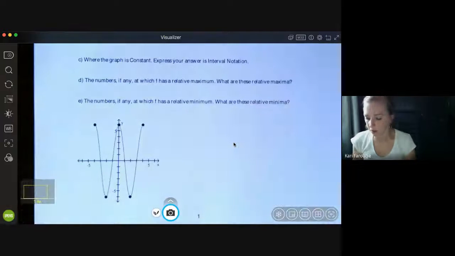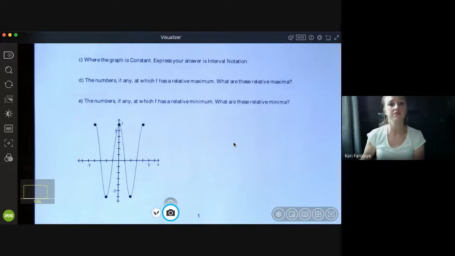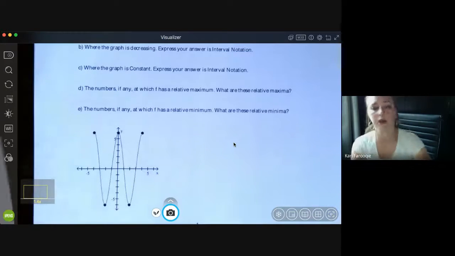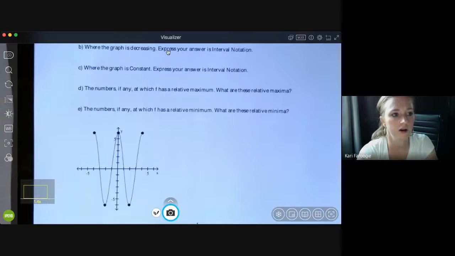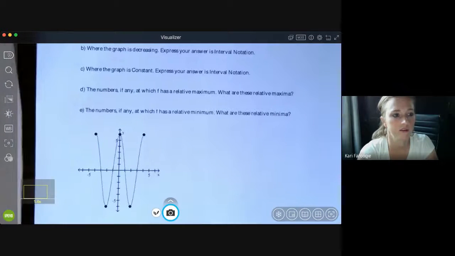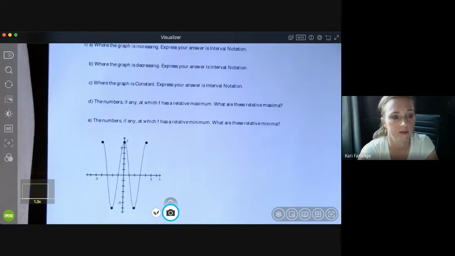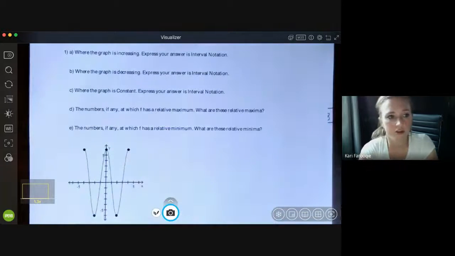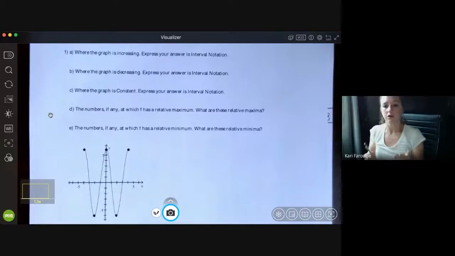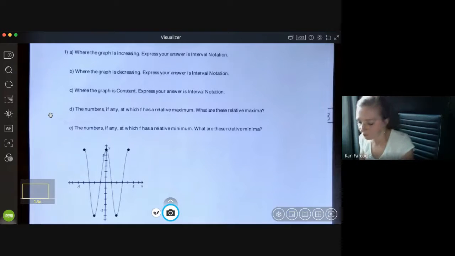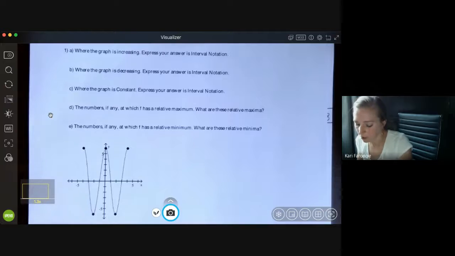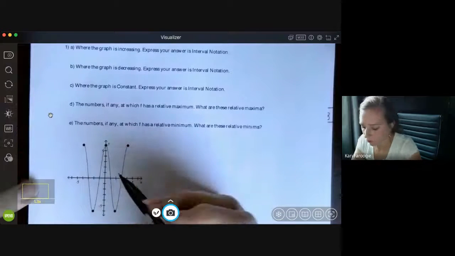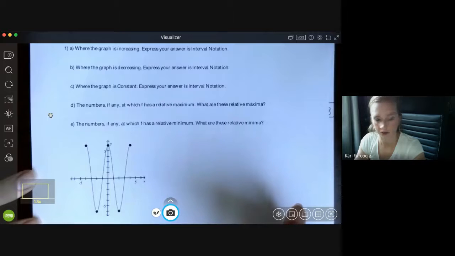Okay, so the first part is number 1A, where the graph is increasing. Now, these are intervals. What I have found in the past is that students don't actually have a hard time finding values where the graph is increasing or decreasing. They just have a hard time learning how to write it mathematically. When you're talking about intervals where the graph is increasing or decreasing, you're going to be noting this in terms of x. So, for instance, go ahead and look at your graph and find intervals where it's increasing.